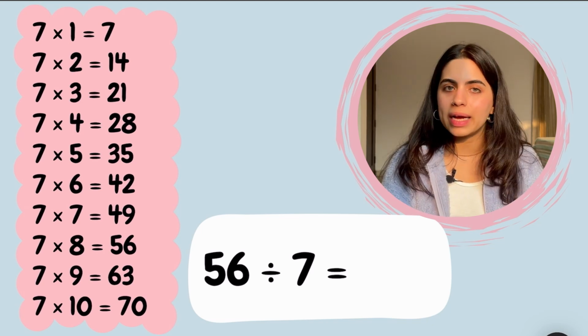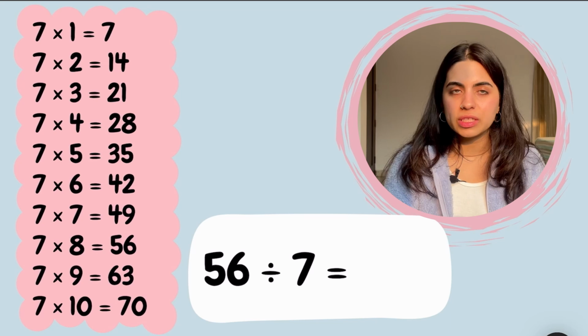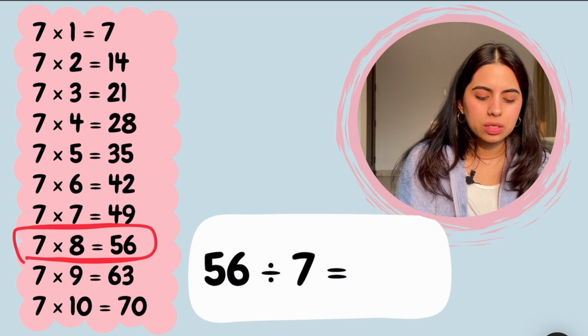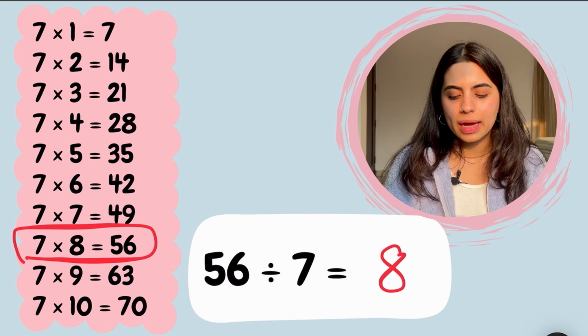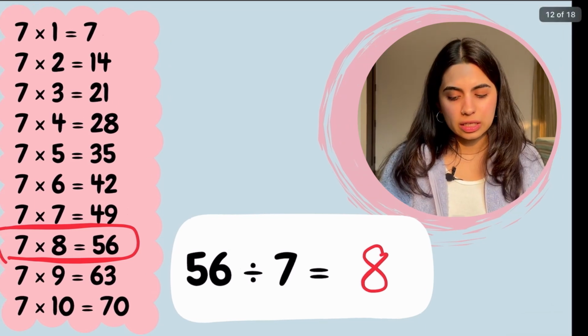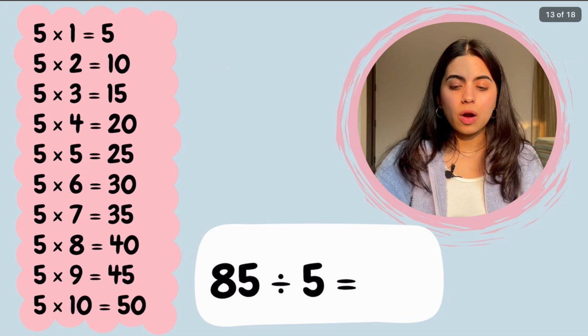56 divided by 7. Where does 56 come in the table of 7? It is right here. 8 times. So my quotient is going to be 8. Another question for you.